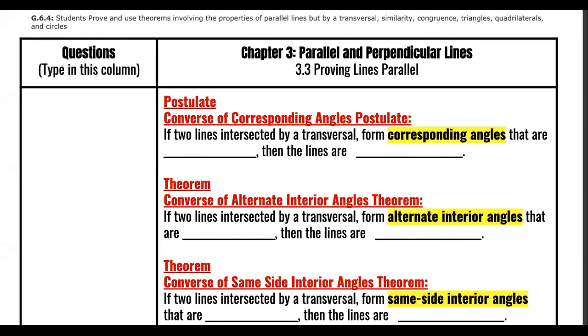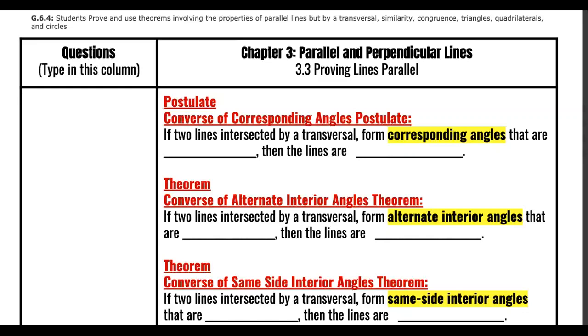So to get started, guys, we're going to be going over the converse of all the postulates and theorems that we talked about in the previous lesson. Anytime you have a set of lines that is intersected by a transversal, you create these four angle pairs: corresponding angles, alternate interior angles, same side interior angles, and alternate exterior angles. We also learned in the previous lesson that when the lines are parallel, we learn the relationships between those four pairs of angles. Well, now we're going to talk about the converse of those theorems and postulates.